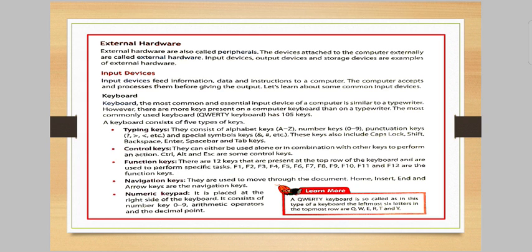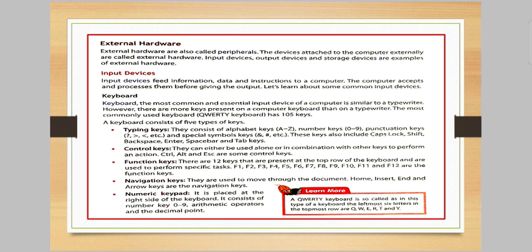The keyboard consists of 5 types of keys: typing keys, control keys, function keys, navigation keys, and numeric keypad. Typing keys mean A to Z, the alphabet keys. There are 26 alphabet keys and 0 to 9 number keys, punctuation keys, special symbol keys. These also include caps lock, shift, backspace, enter, spacebar and tab keys.